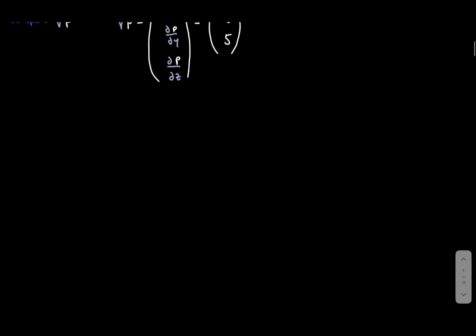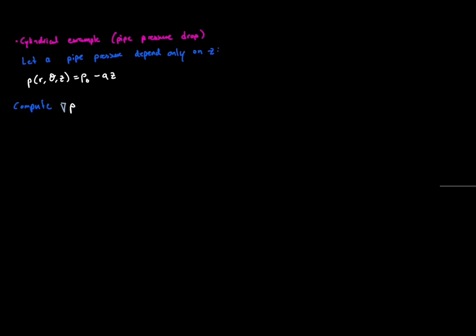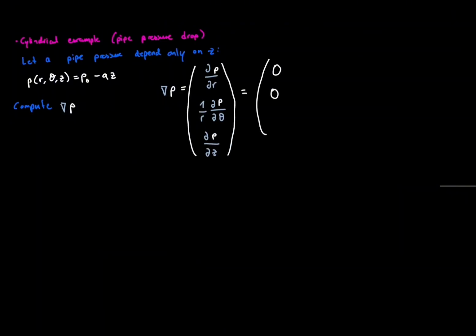In cylindrical coordinates, let pressure equal P0 minus A times z. The derivatives with respect to r and theta are 0. The derivative with respect to z is minus A. The gradient is purely axial. This represents a constant driving pressure gradient in pipe flow.